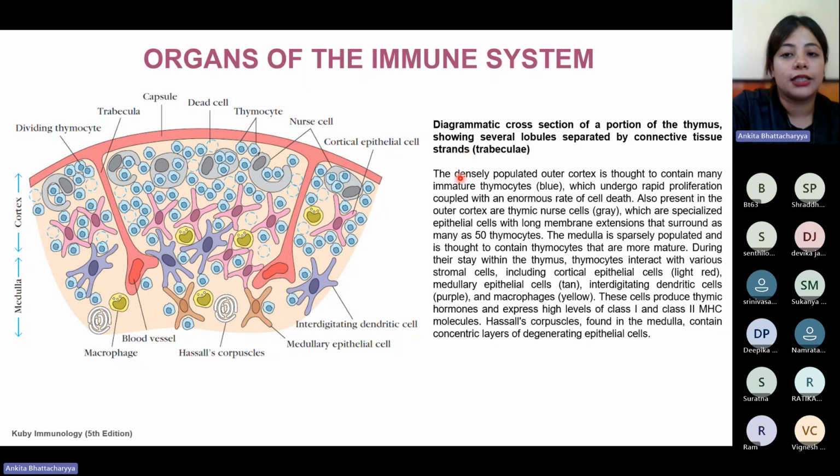What you see is that the densely populated outer cortex is thought to contain many immature thymocytes. When we say thymocyte, what does it mean? Very directly, it means cells of the thymus, right? They are represented here in blue, these little blue cells. These are thymocytes. They undergo very rapid proliferation coupled with an enormous rate of cell death. Now, this question might come to your mind: why is there such rapid proliferation and such rapid cell death? That is because it's necessary to filter out those cells which would be beneficial for a particular individual to survive and which are important for the immune system to be functional.